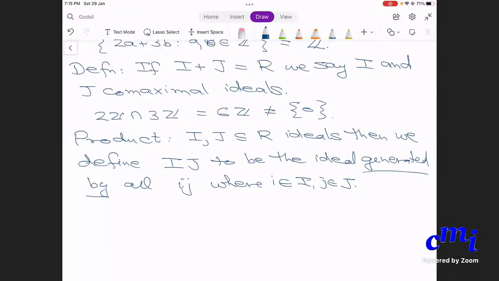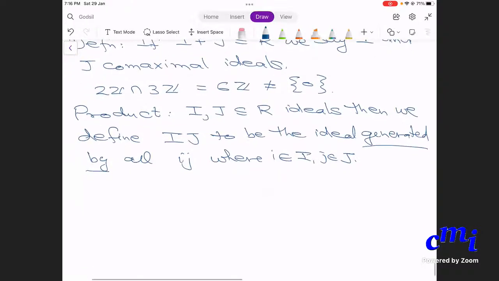The difference between the product and the sum is this: for the sum of two ideals, we take all the i plus j's, they form an ideal, and that is the ideal. But here, that's not the case. If I just take all the ij's, where i is in I and j is in J, that collection is usually not an ideal. In rings such as Z, it will happen that it is an ideal, but that's only because the ring is easy. Usually, in a ring, the collection of all ij's will not form an ideal. So let's just take an example.